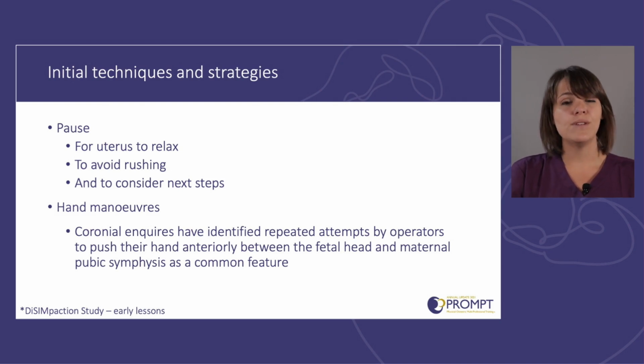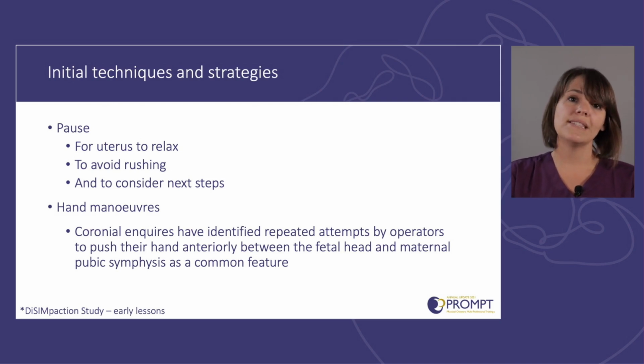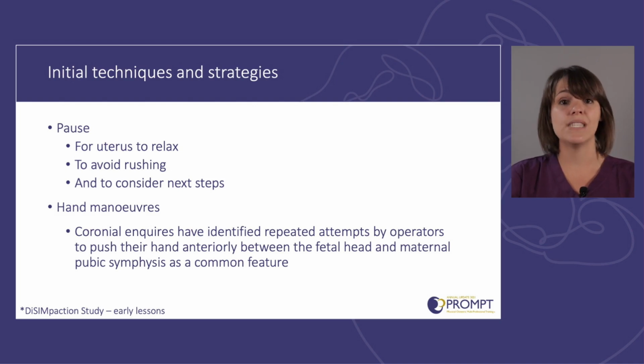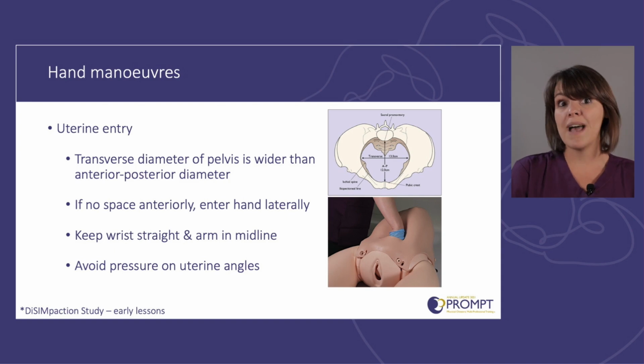In terms of hand manoeuvres, when the obstetrician first introduces their hand into the pelvis, it can be difficult to find space anteriorly between the maternal pubic symphysis and the fetal head. Coronial inquiries have identified repeated attempts by operators to push their hand anteriorly between the fetal head and maternal pubic symphysis as a common feature. So how can they go about it?